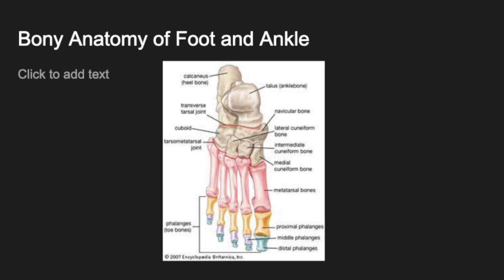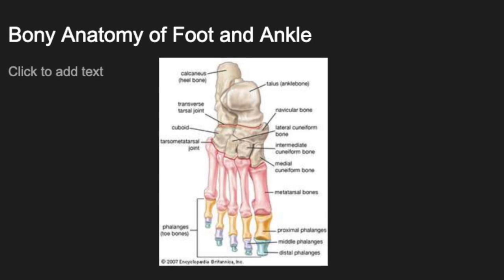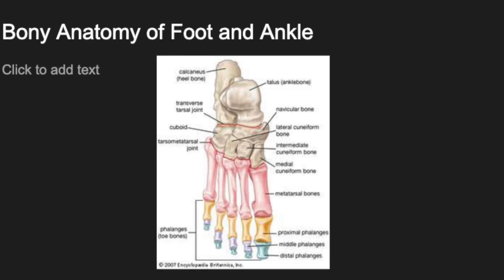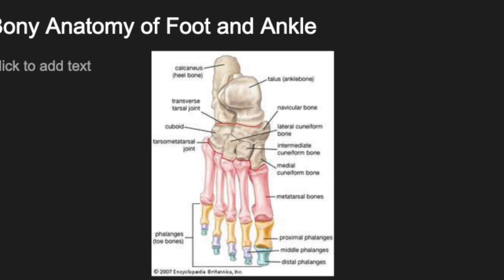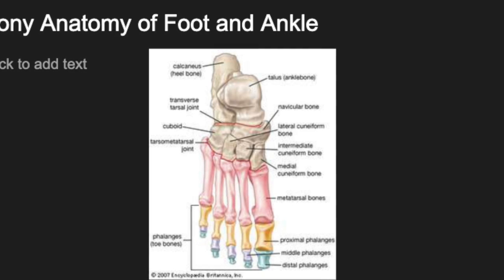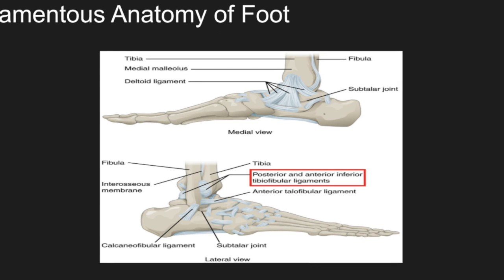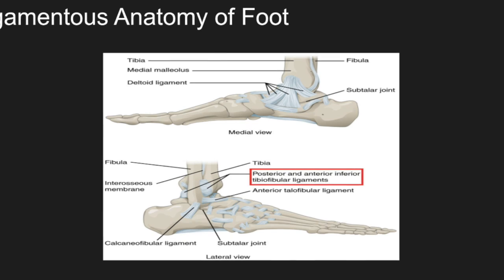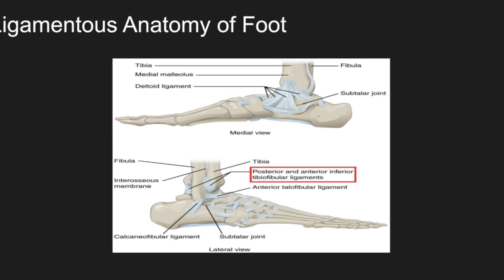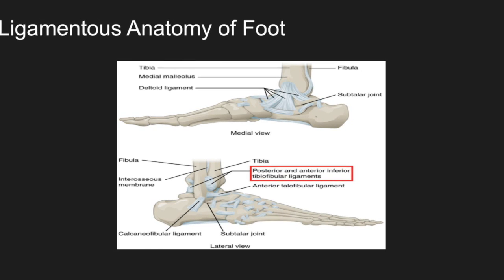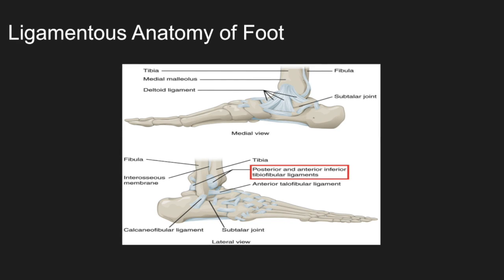The bony anatomy of the foot and ankle include the calcaneus, transverse tarsal joint, cuboid, tarso-metatarsal joint, phalanges, talus, navicular, lateral cuneiform bone, intermediate cuneiform bone, medial cuneiform bone, metatarsal bones. The ligamentous anatomy of the foot on the medial side includes the deltoid ligament, and on the lateral side includes the posterior and anterior inferior tibiofibular ligaments, the calcaneofibular ligament, and the anterior talofibular ligament.